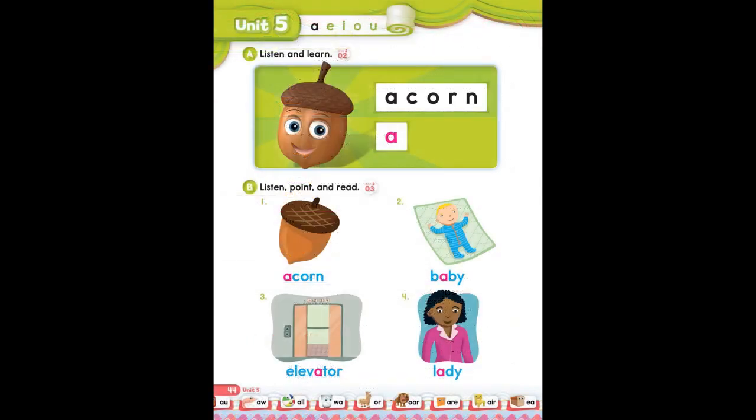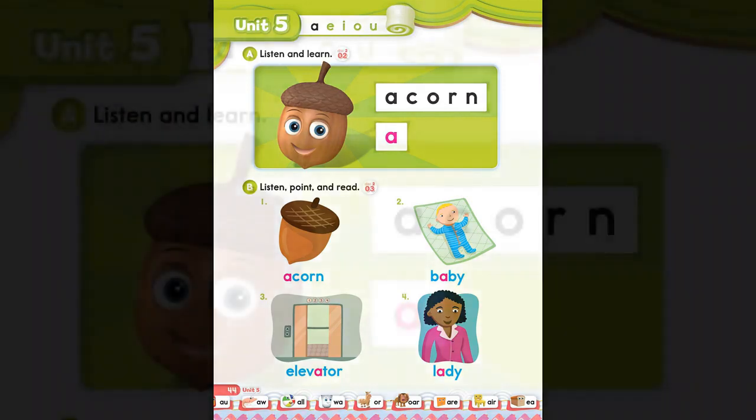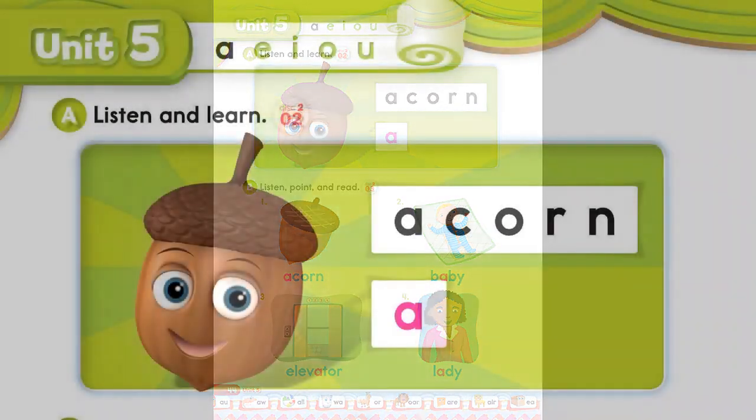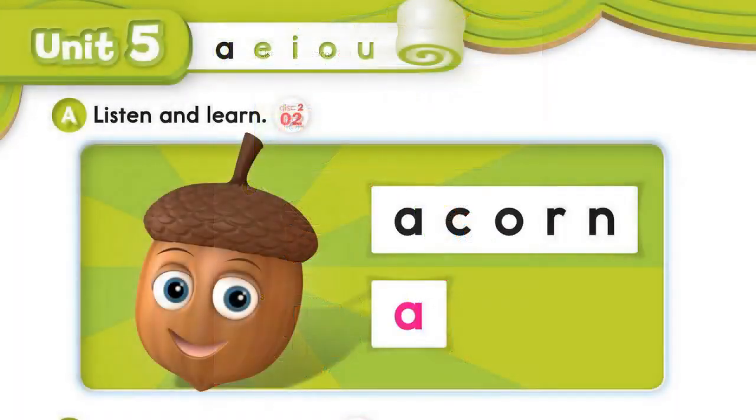Unit 5. A. Listen and learn. This is an acorn. Do you remember the A sound? What's the beginning sound in the word acorn? A. That's right. A. Acorn.